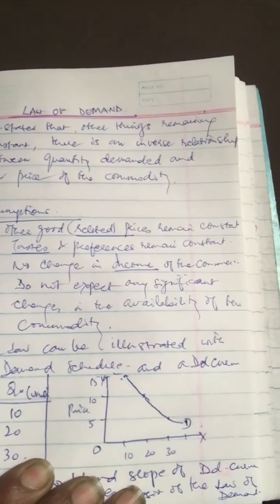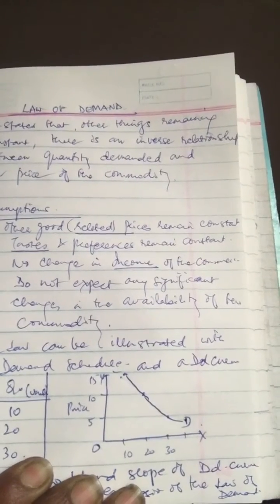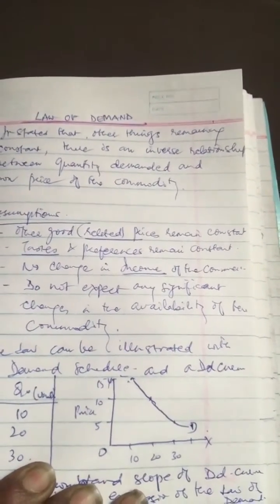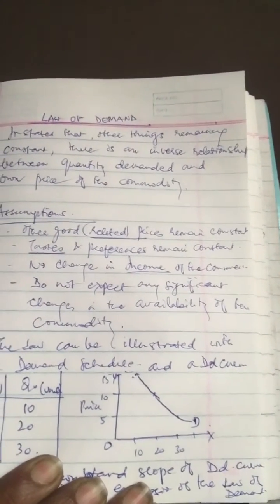Now, let me just again reiterate, what do you mean by other things being equal? It simply implies that all other determinants of demand other than its own price remain constant.